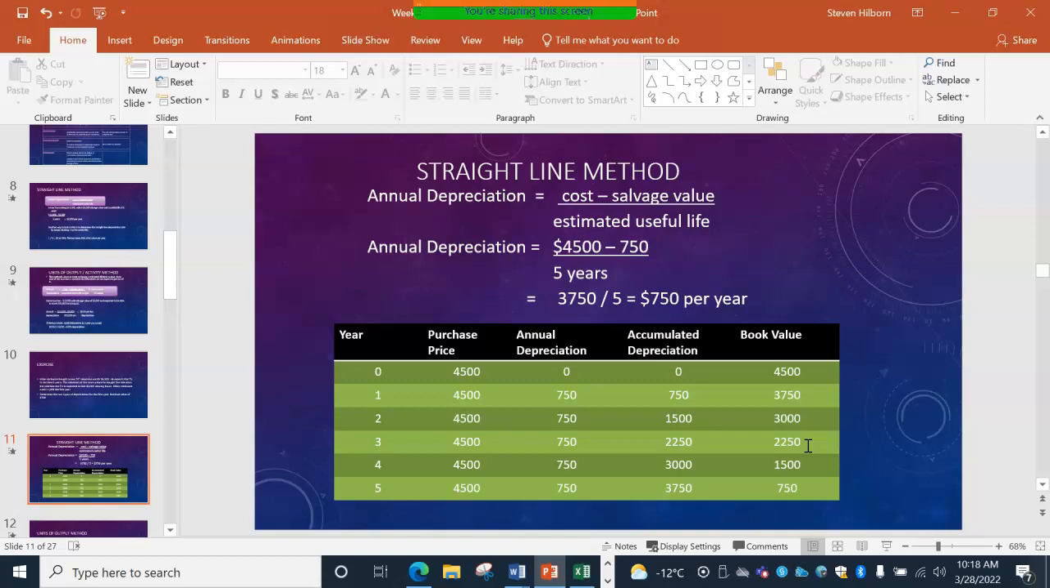You might be able to. I could see you getting $750 for it. I could see you buying a brand new TV, owning it for less than a year, and maybe getting $3,750. People might look for a deal, but that's the problem with straight line. It's not 100% accurate.